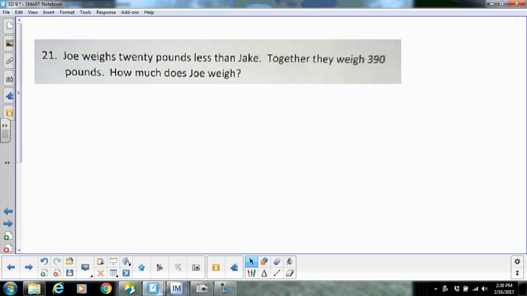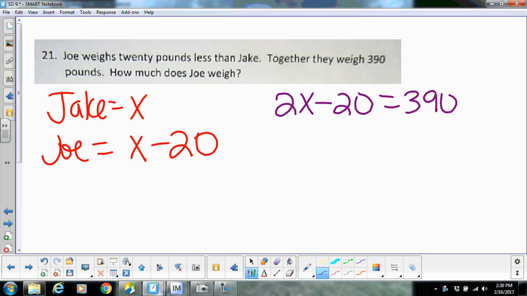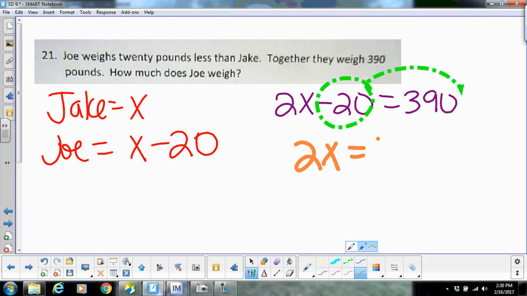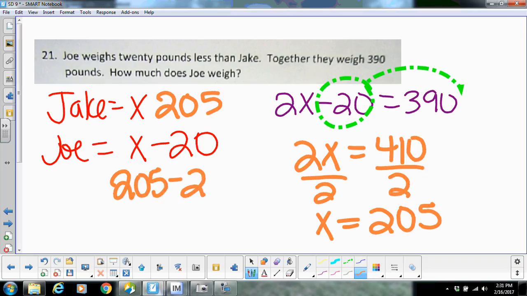All right, number 21. Joe weighs 20 pounds less than Jake. Okay, so I'm going to make Jake my x, and then Joe would be x minus 20. Then it says together they weigh 390, so I'm going to add those up and set that equal to 390. And from here it is a two-step equation. Divide by 2, and x is going to equal 205. Okay, when x equals 205, that is Jake. It asked for Joe, so we're going to have to say 205 minus 20, which gives us 185.